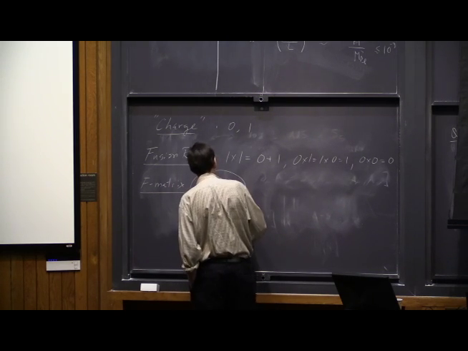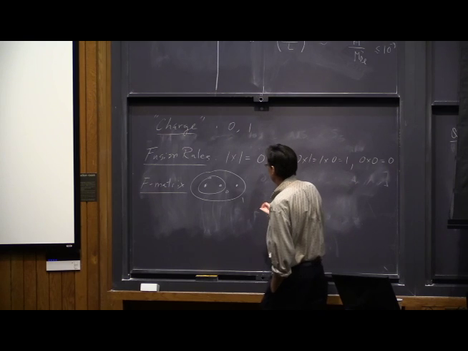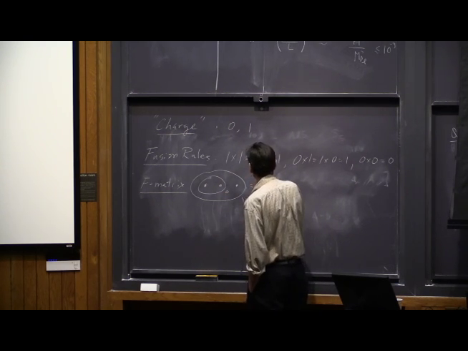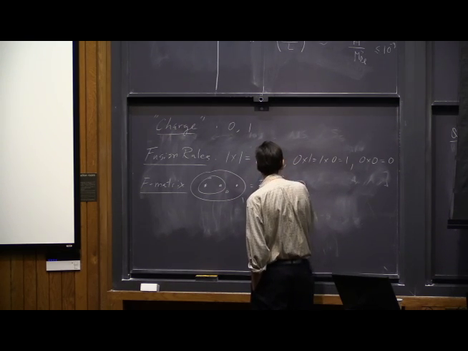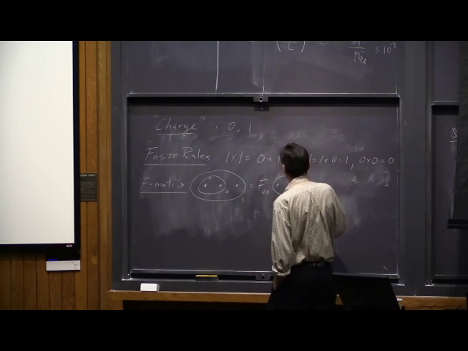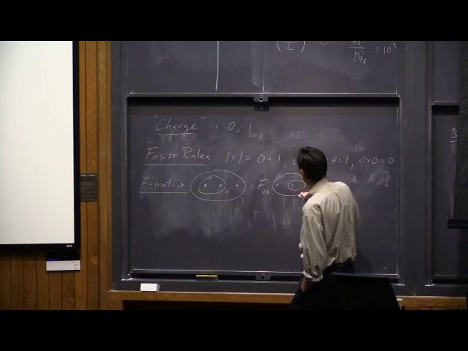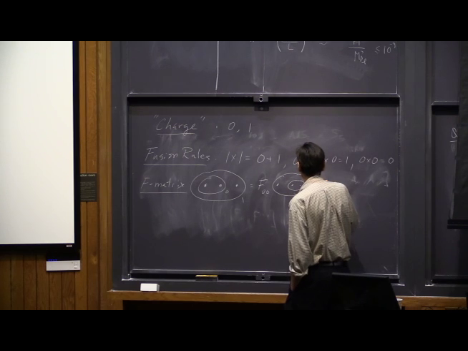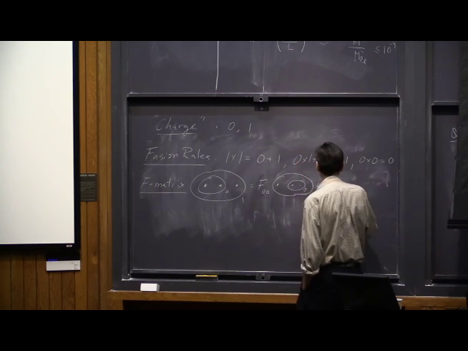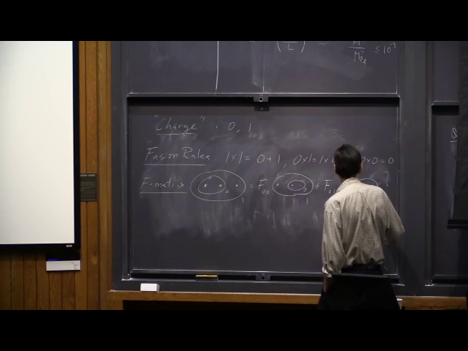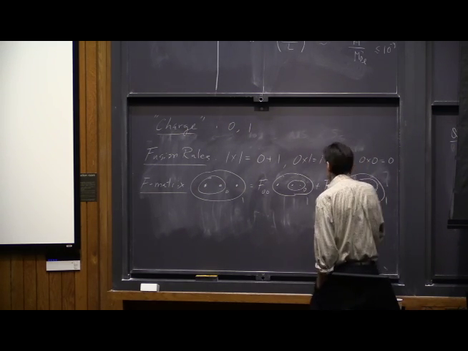So here are three anyons with charge 1. If the charge of the two leftmost is 0, I can write this. It's a sum. This is just a basis change from one basis where I combine the two particles on the left to another basis where I combine the two particles on the right. F 0, 1, 1, 1.